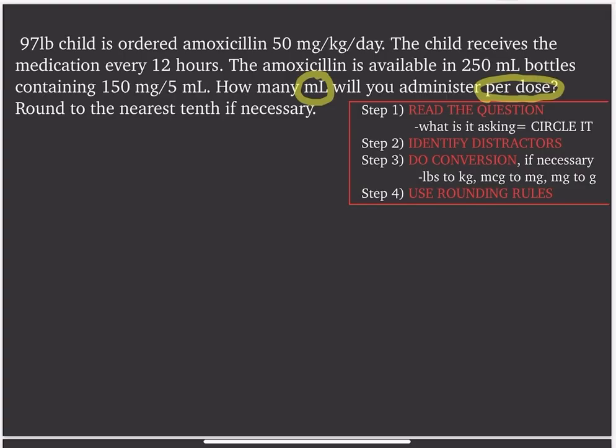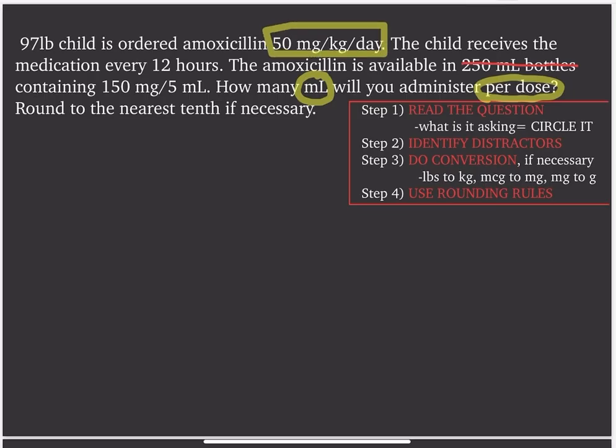So step 2, identify any distractors. One distractor is 250 milliliter bottles. They're not asking how many bottles will you use, they're asking how many mLs will you administer per dose. So that is a distractor.